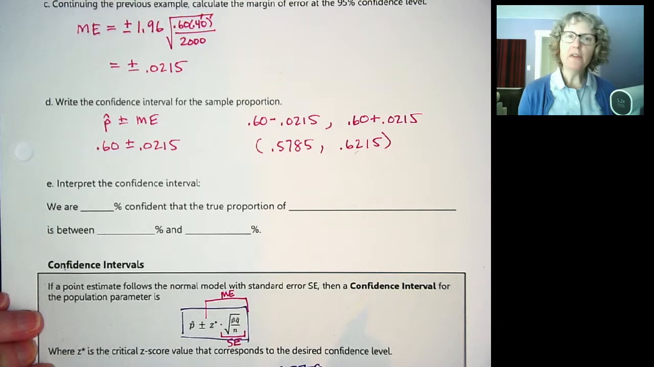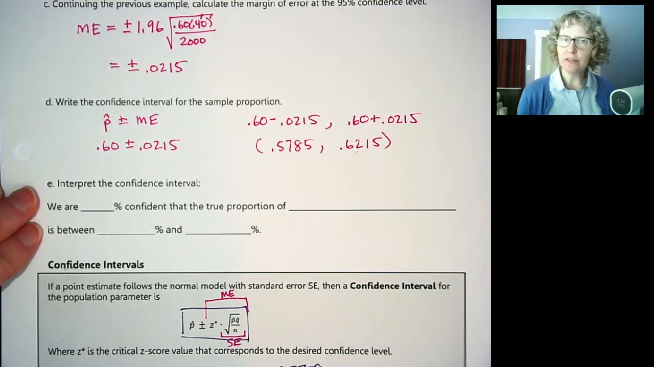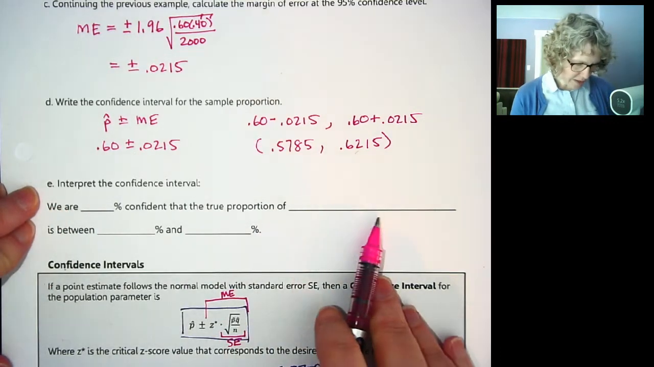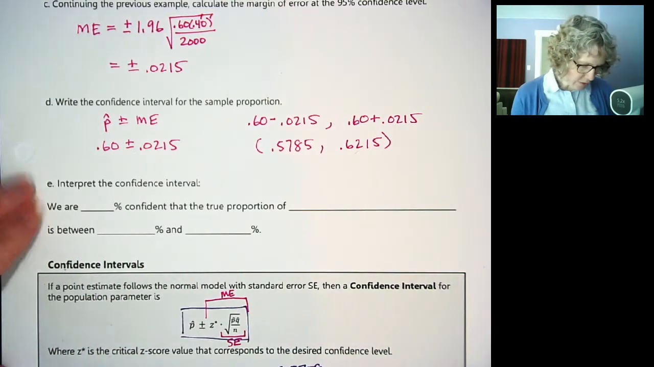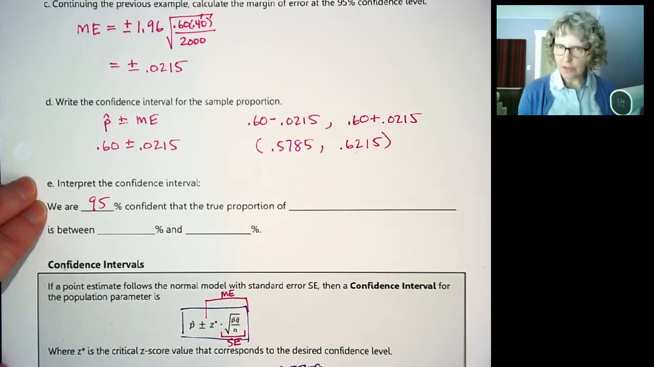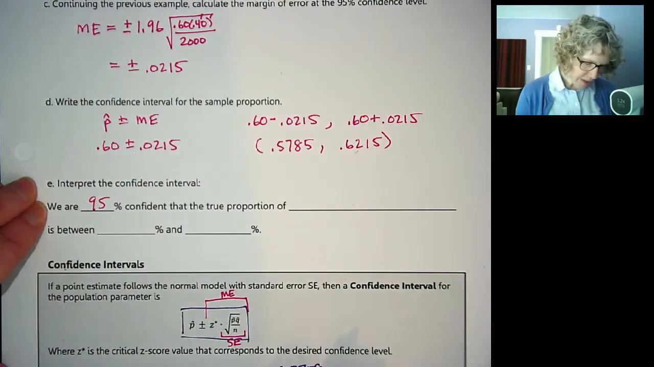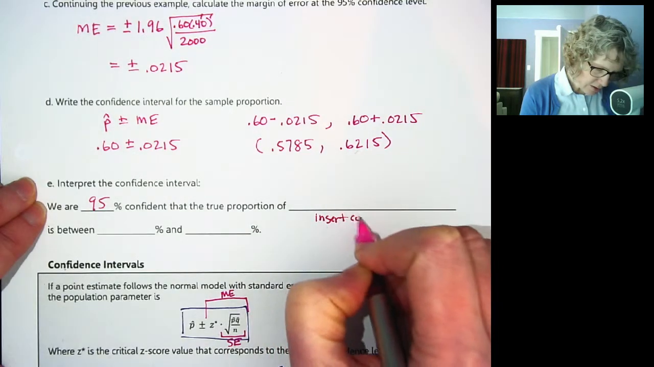Okay, so now the interpretation part. What do these numbers mean? So to interpret it, we always use a sentence or a statement, kind of like this. We are blank % confident that the true proportion of blank is between blank and blank, or blank % and blank %. So we are 95% confident because we used the 95% level to get this z-value of 1.96. And this is where you insert context here.